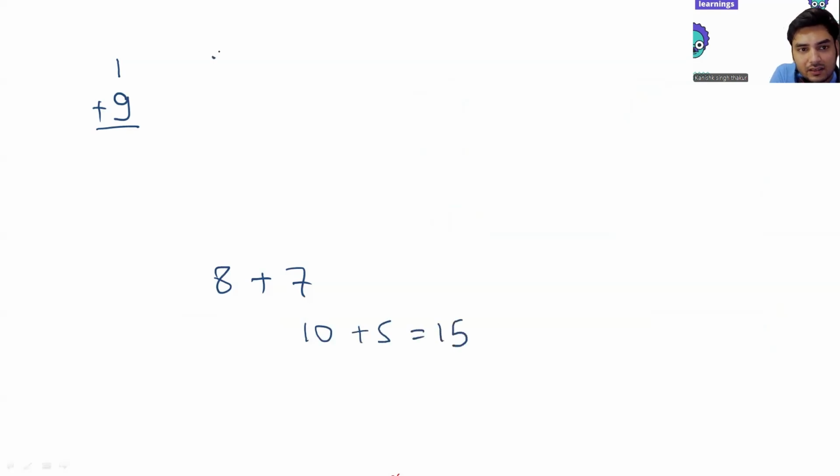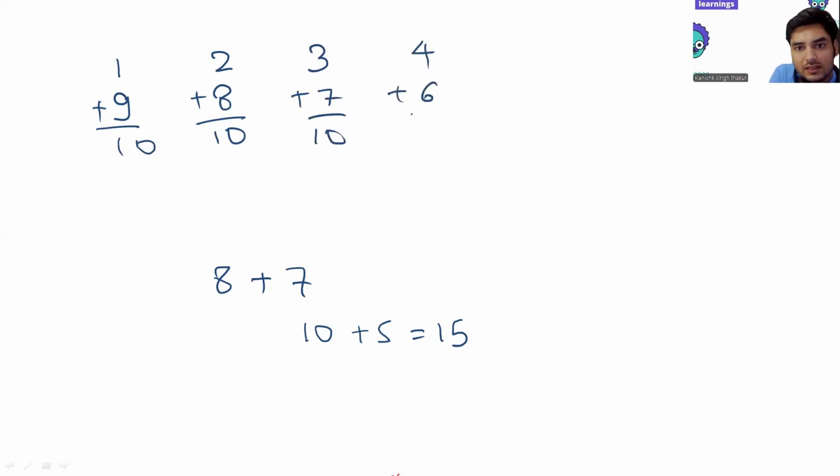1 plus 9 is 10. 2 plus 8 is 10. So these are the numbers which give you 10. 3 added to 7 is 10. 4 added to 6 is 10, right? 5 added to 5 is 10. 6 added to 4 is 10. Then 8 added to 2, 9 added to 1. So these things will go in the opposite direction. Okay.